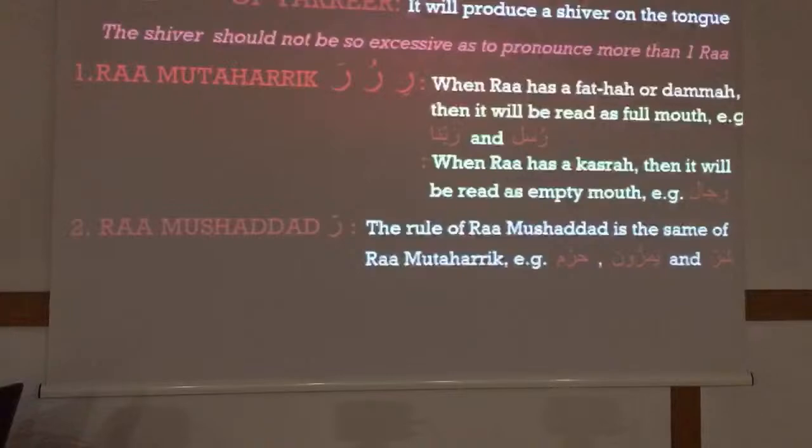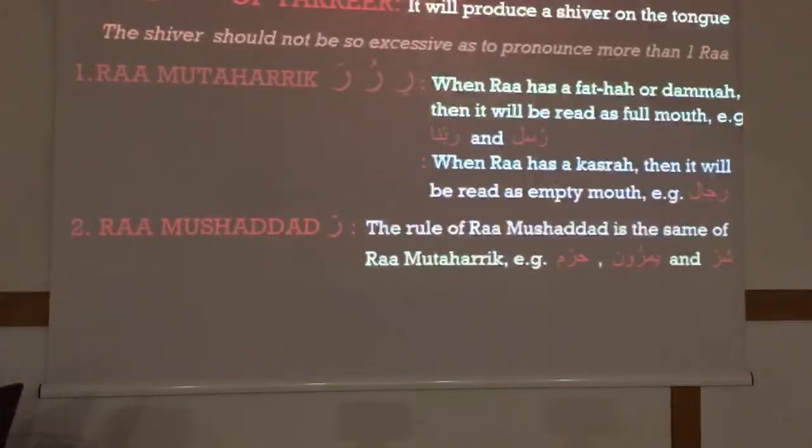One more time. Harrama. So this ra mushaddad is going to be full or empty, this one in this word? Full, because the ra mushaddad has the fatha. We're not going to look at the letter before or after. The ra mushaddad has a fatha, so it's going to be harrama. Nice and full. But remember, the ha and the meem need to be smiley. So harrama. The next one, we have the ra mushaddad and it has a dhamma.